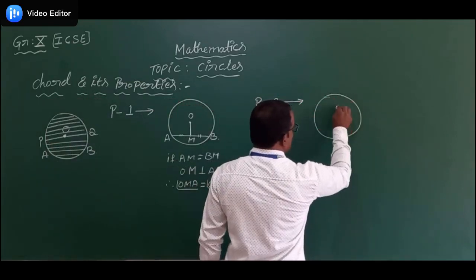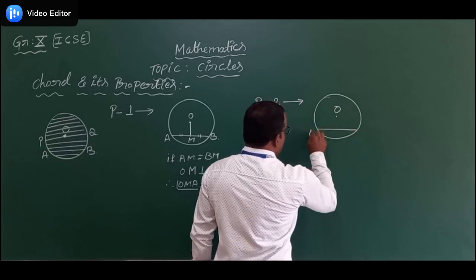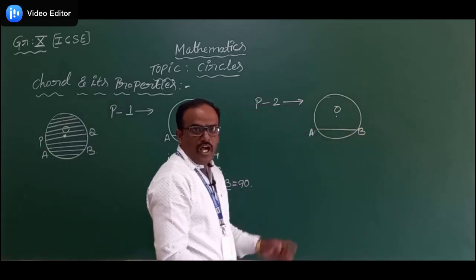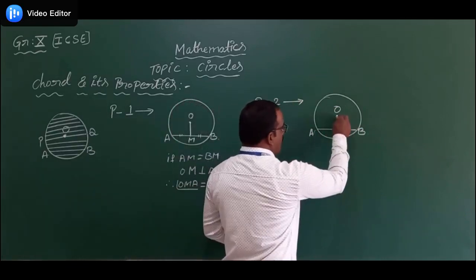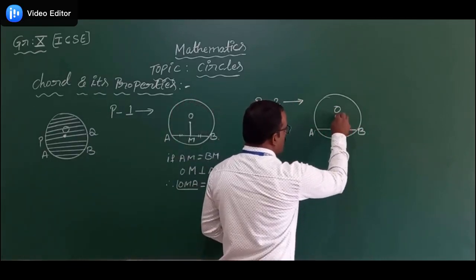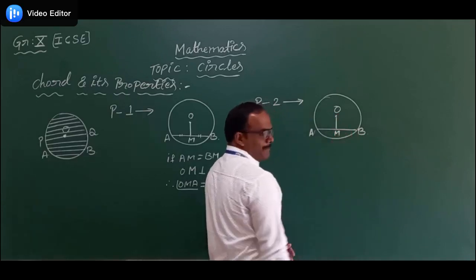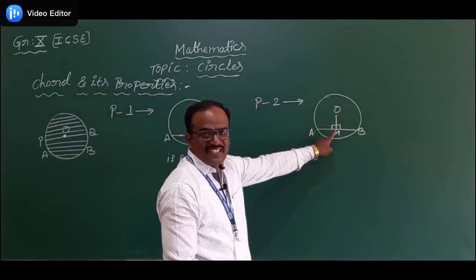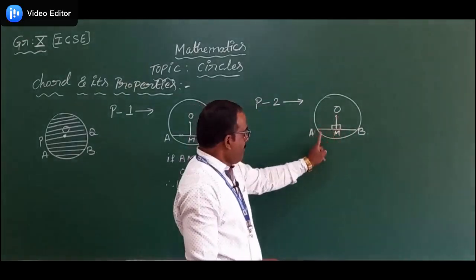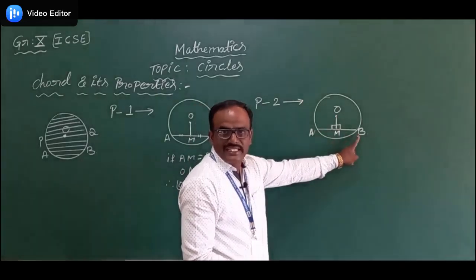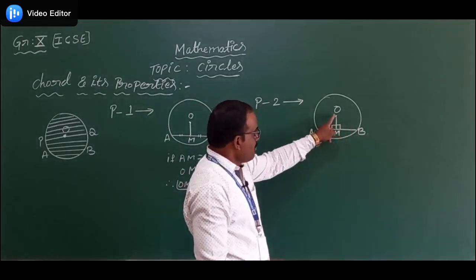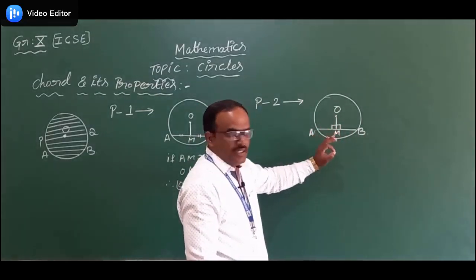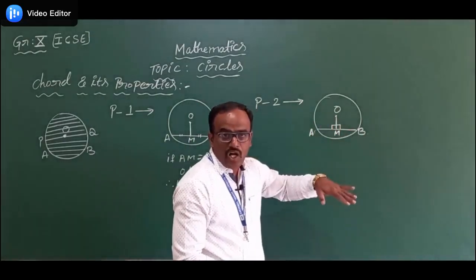This is a circle with center O and AB is the chord. Now, I am going to draw a perpendicular from O to AB at M. So this box symbol represents OM perpendicular to AB. Is it clear, children? Now, if the perpendicular is drawn from the center of the circle to a chord, then it will bisect the chord.